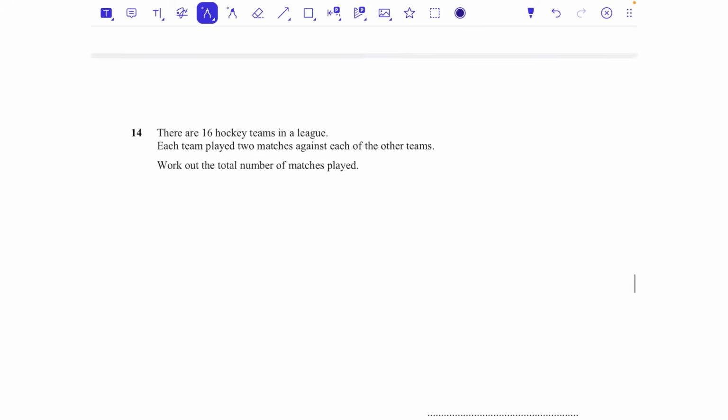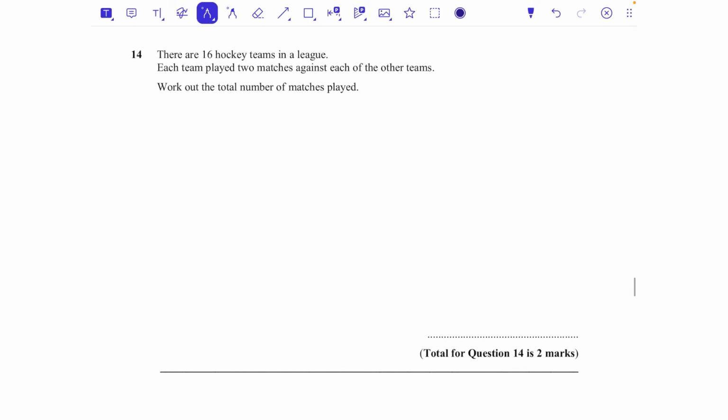There we go. Question number 14. There are 16 hockey teams in a league. Each team played 2 matches against each of the other teams. Work out the total number of matches played. So each of the 16 teams needs to play all of the other teams. So if 16 teams are playing everybody else, there are 15 other teams. They're not playing themselves. That's ridiculous. So 16 times 15 is going to give you that value.